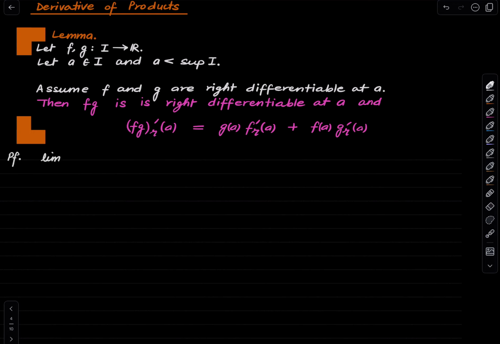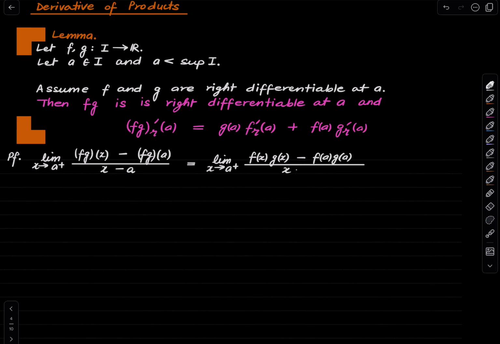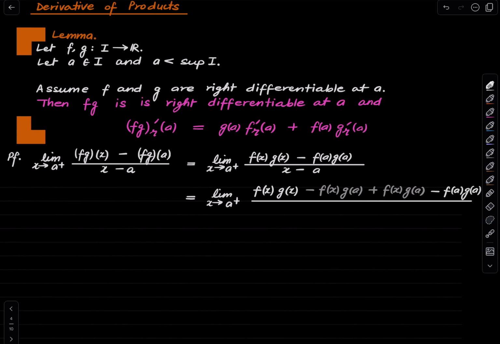So we are concerned with this limit, which is equal to that expression. And now we do a little trick in the numerator. So if I subtract f(x) times g(a) and add it back, it doesn't change the numerator. And the denominator is what it was, which is x minus a.